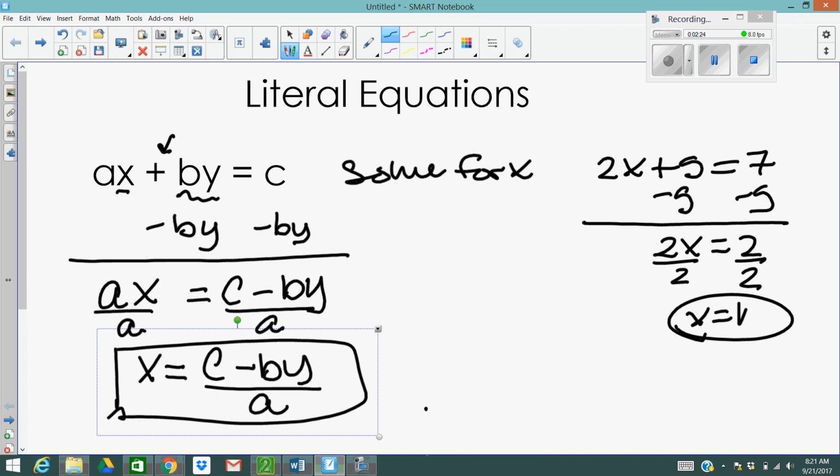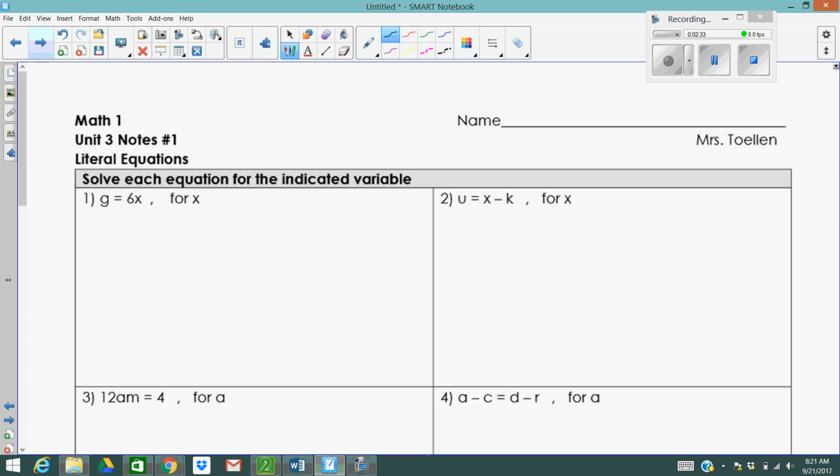So what I want you to do now is go ahead and flip to the notes packet for today. We're going to take a look at notes number 1, and we're going to go through solving the odds together. So if you need a second, go ahead, pause this video so that you can take out your notes packet. So solve each equation for the indicated variable.